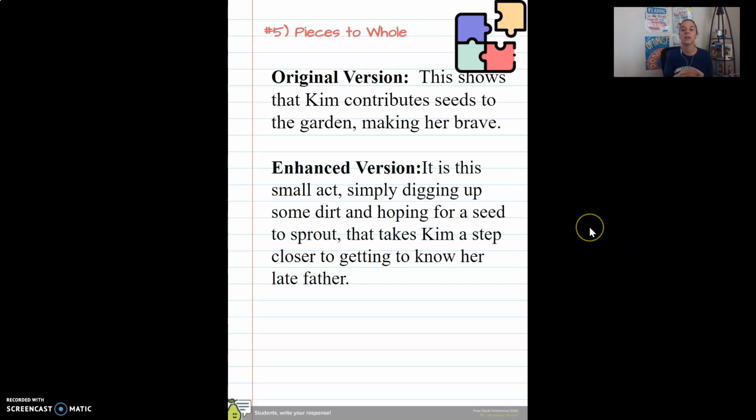So what we're going to look at here is, it is this small act, simply digging up some dirt and hoping for a seed to sprout, that takes Kim a step closer to getting to know her late father, okay? So I kind of break down the pieces here. Well, first she decides to get some seeds. Then she goes to the garden, or to the lot, right, to plant the garden. And as she is doing that, she's thinking about her father. All of those things talk about her contribution. It is not only contribution that she's making towards her community, but herself. And I address that in the enhanced version of my analysis, okay?